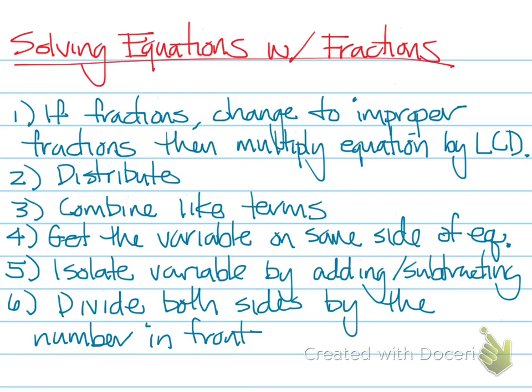All right, so if we have any fractions in the equations, we're going to multiply all the terms in the equation by the lowest common denominator. Then we're going to distribute if we have any parentheses, combine like terms if we have any like terms on either side of the equation. And we're going to get the variable on the same side by either adding or subtracting the variable from both sides of the equation. Then we're going to isolate the variable by adding or subtracting. And lastly, divide both sides by the number in front of our variable.